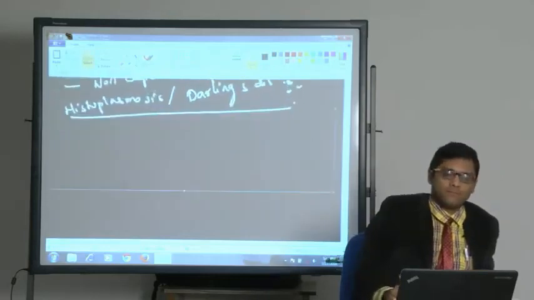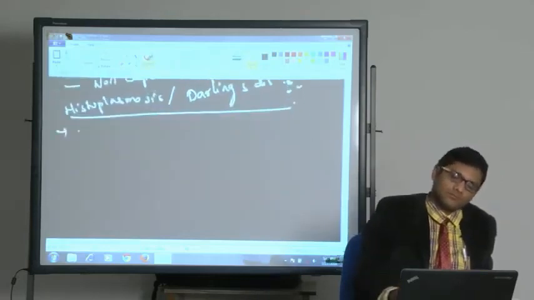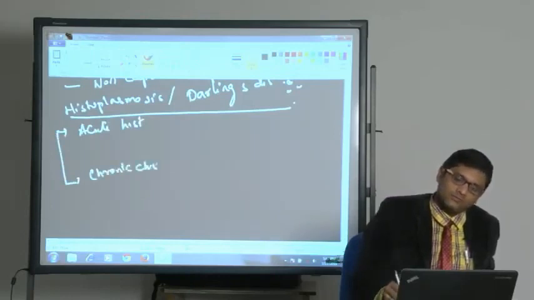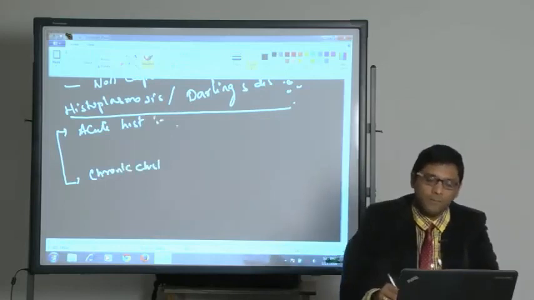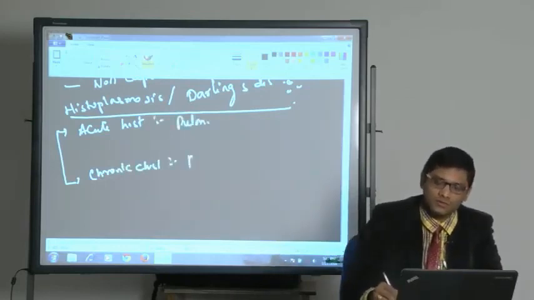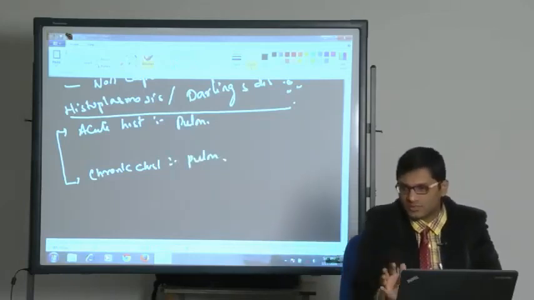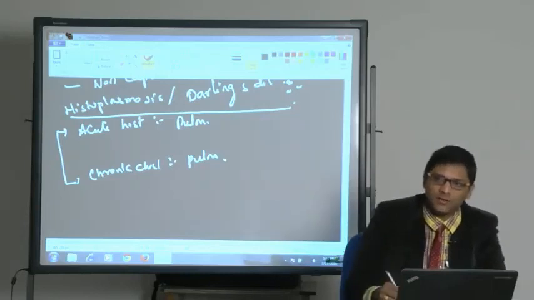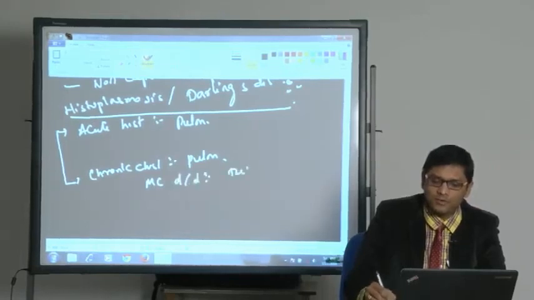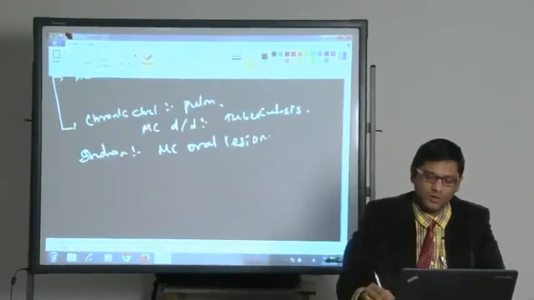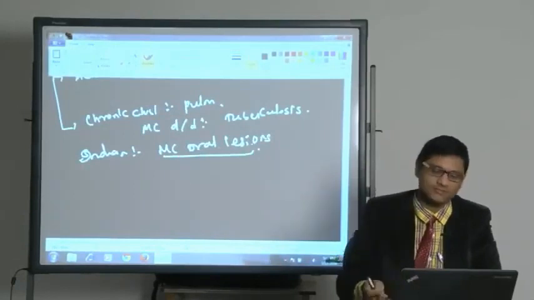Darling's disease is characterized by acute histoplasmosis and chronic disease. They say that pulmonary manifestation is the most common manifestation. Both acute and chronic pulmonary histoplasmosis are the most common manifestation, and the most common differential diagnosis will be tuberculosis. Oral mucocutaneous lesions are common in Indian cases.